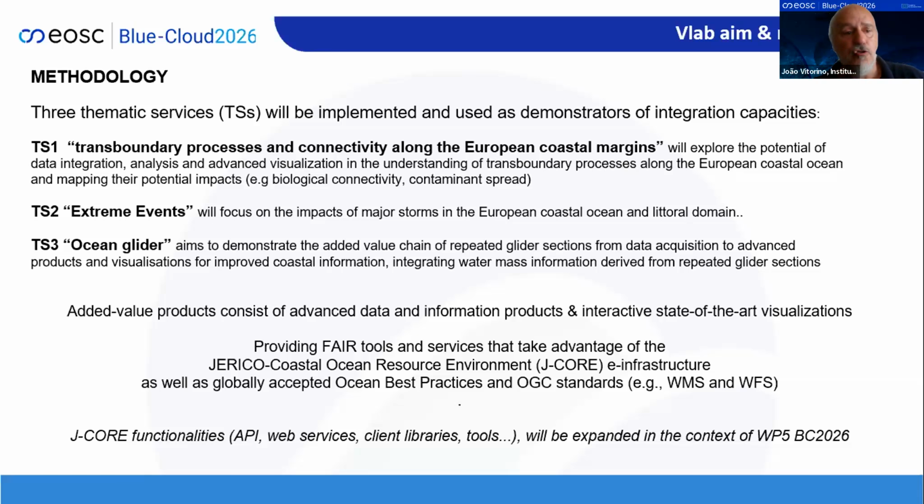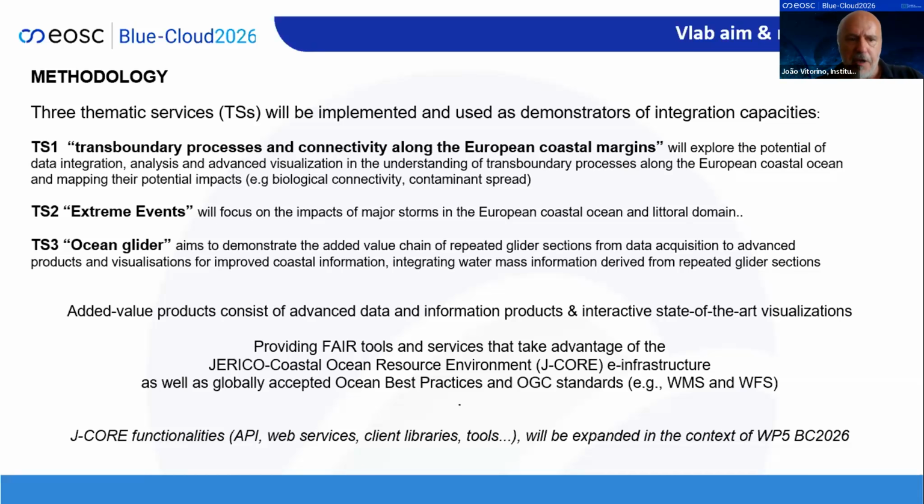Thematic service 3 is dedicated to ocean gliders, where we want to explore the added value chain of the repeated glider sections, from data acquisition to processing and the development of advanced products and visualizations that will improve the coastal observations that we can gather from ocean glider data.